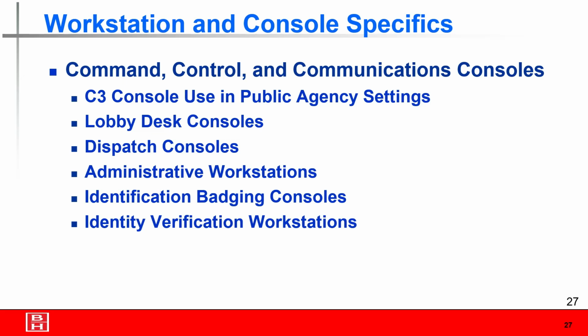The C3 consoles are particularly used for mass transit facilities where the responding officers need to control where everyone is. Lobby desks, again, security workstations are often placed in a lobby desk where people can come and ask for assistance and figure out what's going on. Dispatch consoles, usually computer aided workstations, make sure that they can send out what needs to be done, train stations, facilities. Administration workstations facilitate the programming of cards, where you might have to go and get your identification.